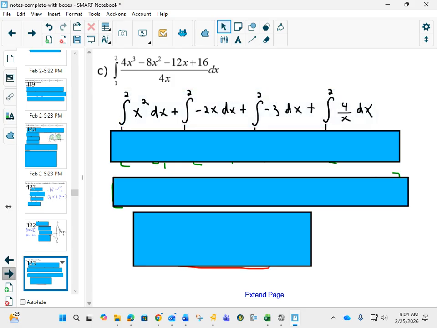Unadding them means that each of these could be over 4x. And if each of those was over 4x, do you see that the first one would simplify to x squared? The second one would simplify to negative 2x. The third one, if it was over 4x, would just be minus 3. And the last one would be 4 over x. So we unadd our fractions. Again, most of us eventually will just do this.